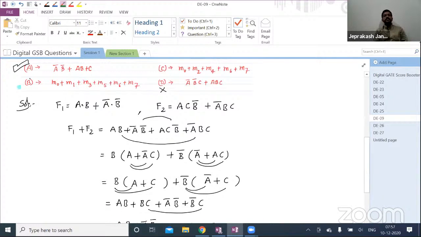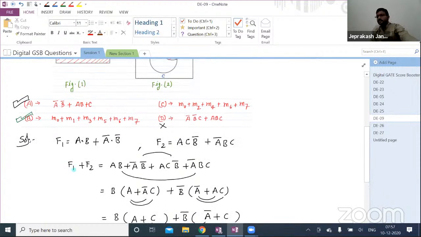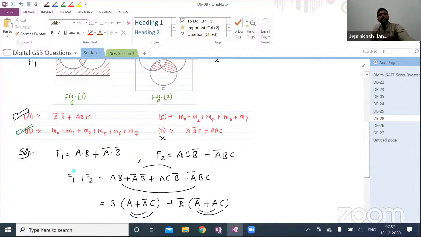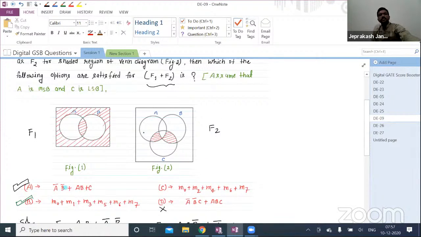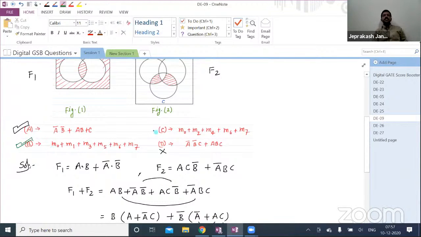So that means 0, 1, 3, 5, 6, 7. Yes, option B you're getting. Very good. So for the given question, two choices are correct: option A and option B. In this way, for MSQ type of questions, you have to choose all the correct options. Whichever options are correct, you have to choose all of them.